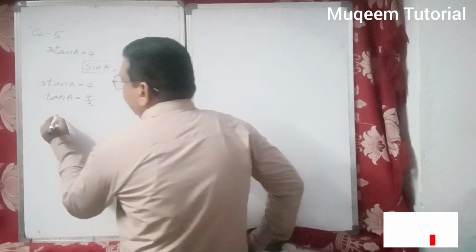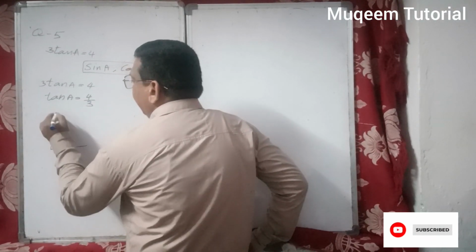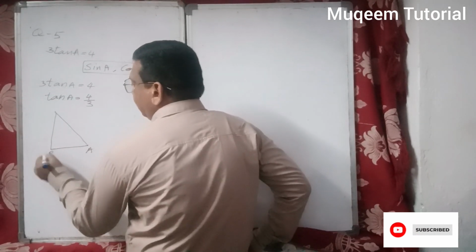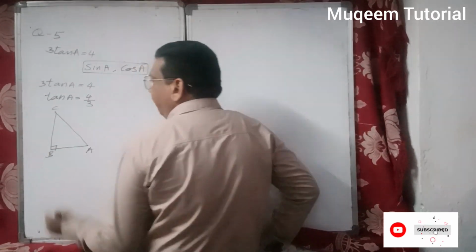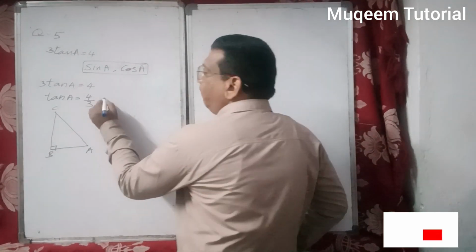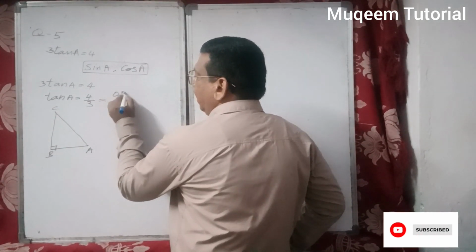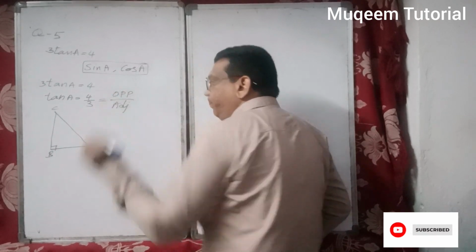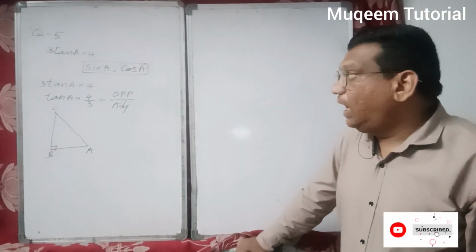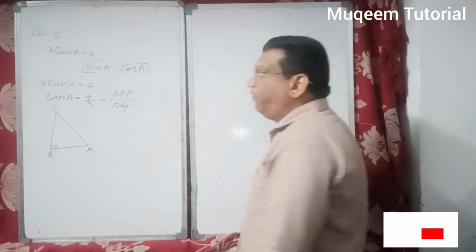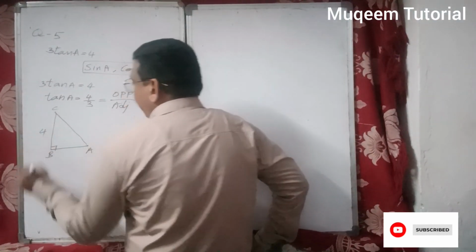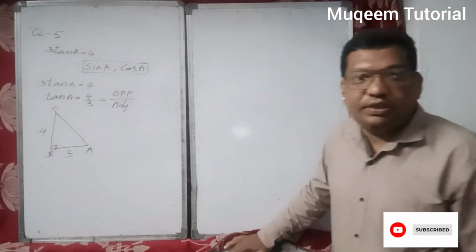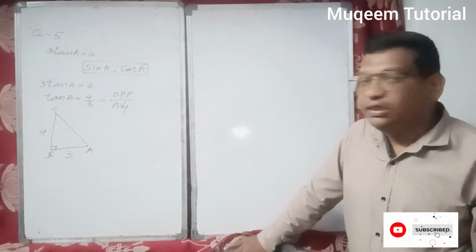Now same thing, our right angle triangle. Here also it is given A, that means A, B, C, where B is 90 degrees. We know that tan is equal to opposite by adjacent. So here opposite is 4 and adjacent is 3.